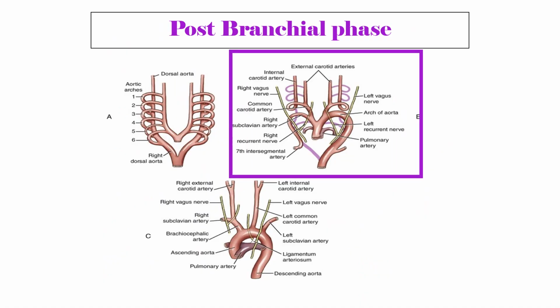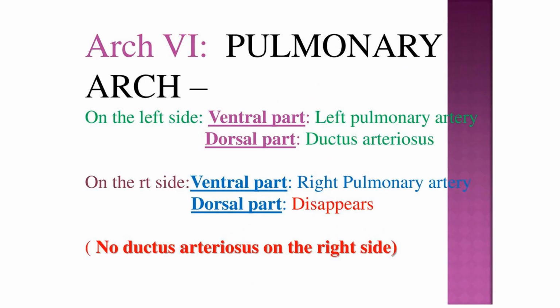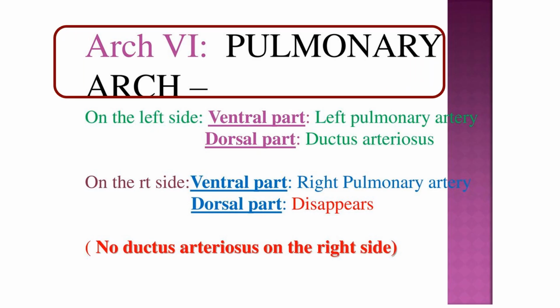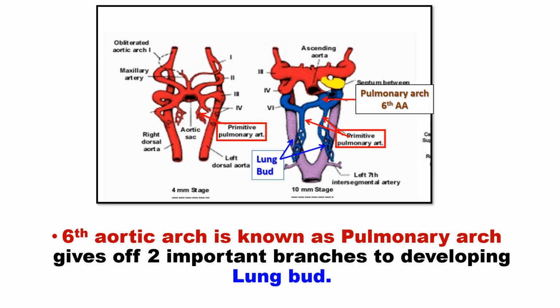Coming to the postbronchial phase, the fifth aortic arch never forms, or it is small and completely regresses. The sixth arch is known as the pulmonary arch. On the left side it has a ventral part and a dorsal part, and similarly on the right side it has two parts, the ventral part and the dorsal part. The sixth aortic arch artery is known as the pulmonary arch artery. It gives rise to two important branches to the developing lung buds.